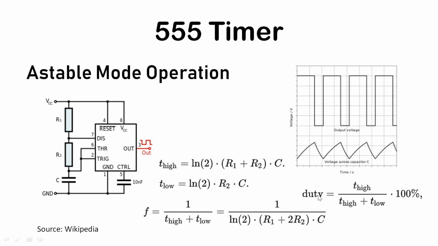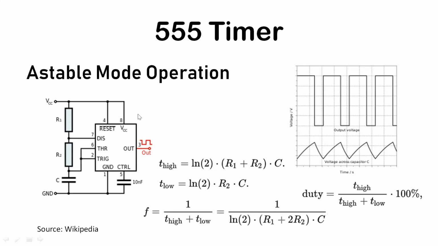And there is another important parameter called duty cycle. Duty cycle is basically the on time, T high, divided by the total time period, so T high by T high plus T low. If you put in the formulas, you will get the expression (R1 plus R2) divided by (R1 plus 2 R2). So this is the formula to find out the duty cycle.